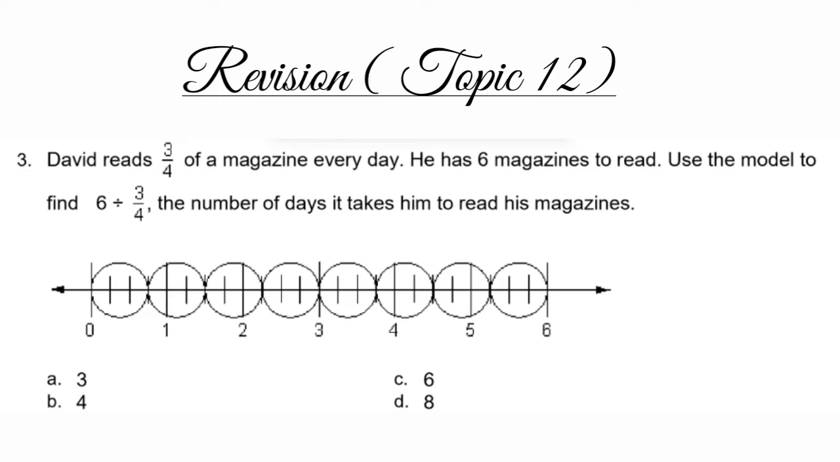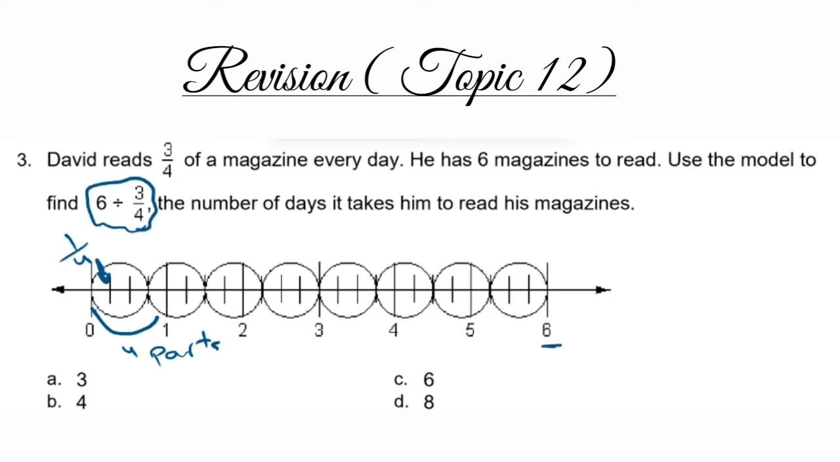In question number 3, David reads 3/4 of a magazine each day. He has 6 magazines to read. Use the model to find 6 divided by 3/4, which is the number of days it takes him to read his magazines. Okay, it's the same. We have 6 as a whole number, and from 0 to 1, it's 4 parts. So each one is 1/4.